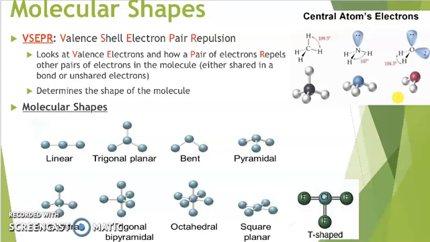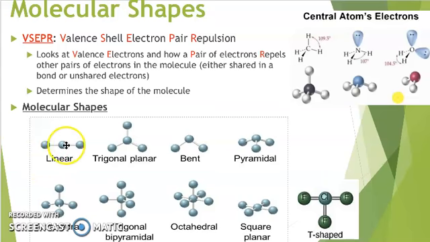There are different shapes. It's called VSEPR theory, valence shell electron pair repulsion. You pretty much look at the valence electrons and how a pair of electrons repels other pairs of electrons in the molecule, either shared in a bond or unshared electrons, and then that determines the shape of the molecule. So these covalent molecules are going to have different shapes that they'll be bonded in to form different things.